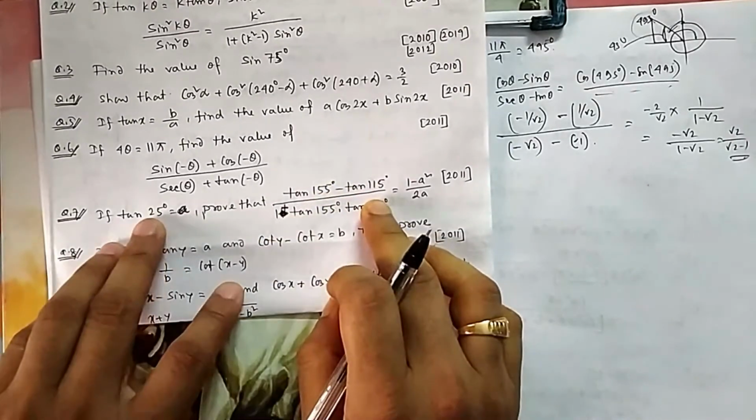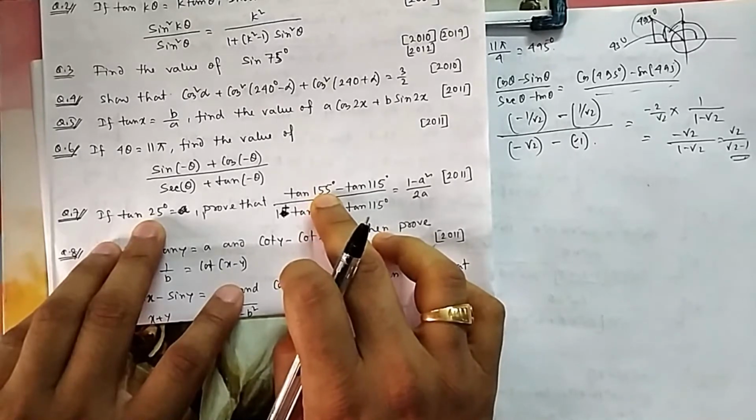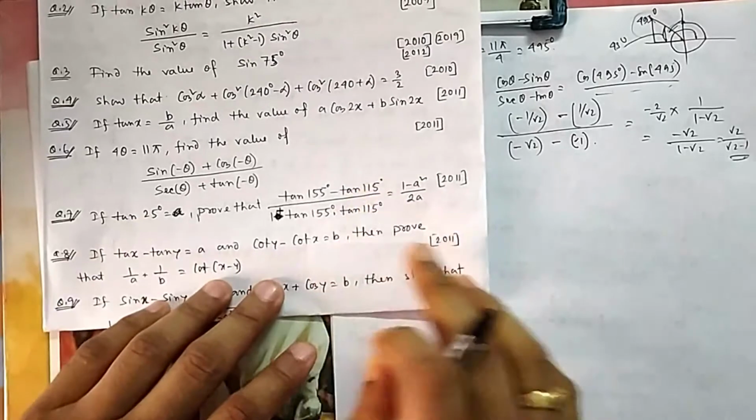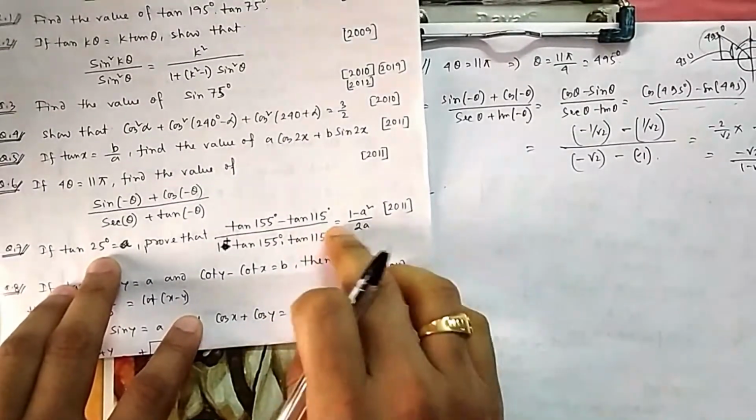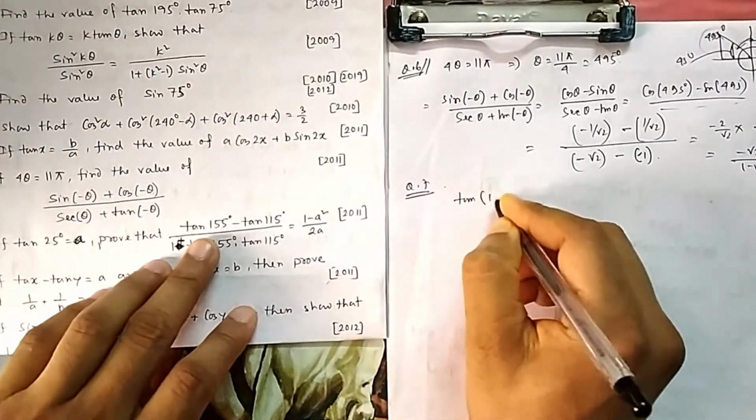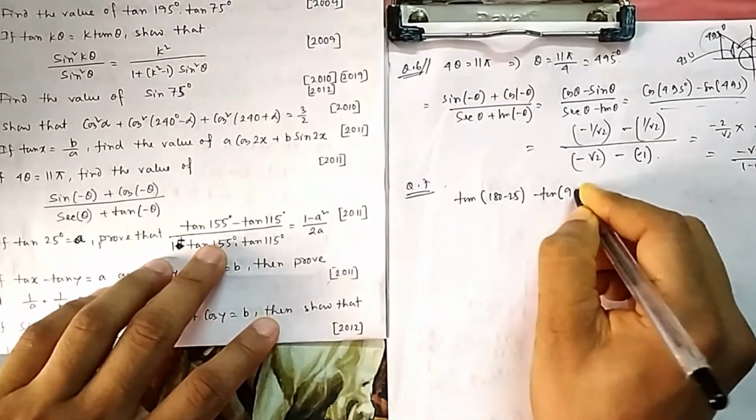So let's think how to involve 25. 155 is 180 minus 25, and 115 is 90 plus 25. So let us involve 25 here, because we have to express in terms of 25 only. So we will write tan 155 as tan(180 minus 25), and tan 115 as tan(90 plus 25).